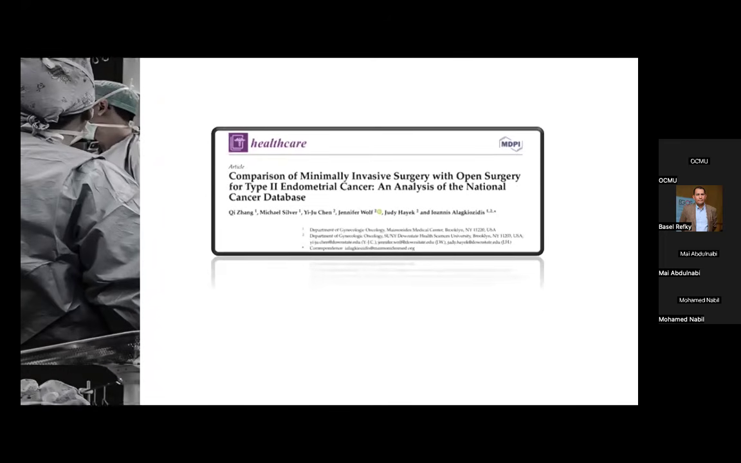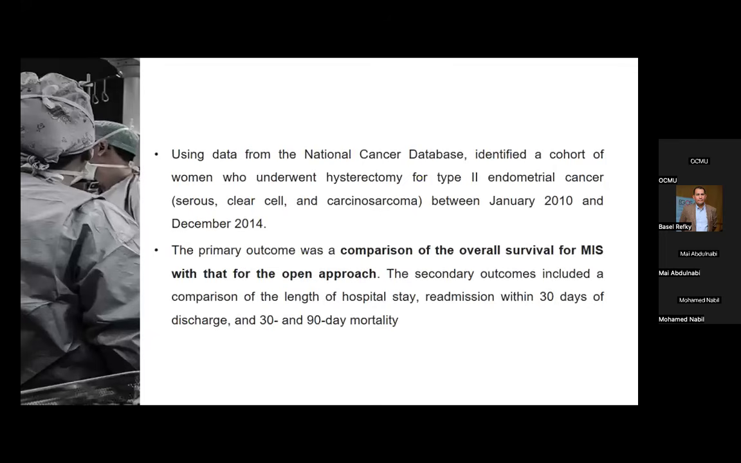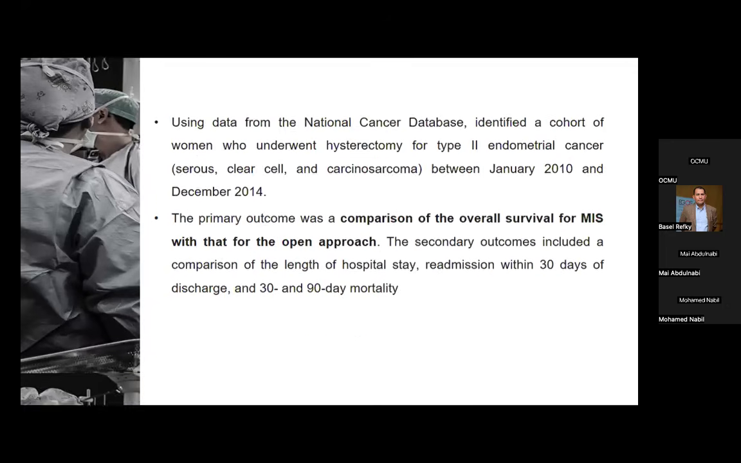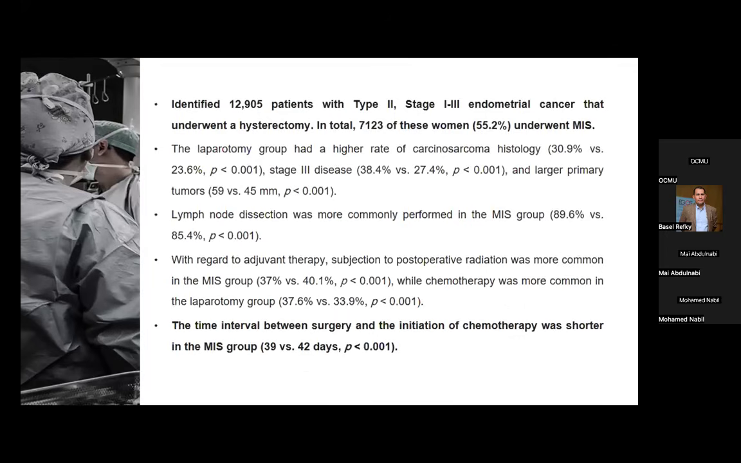Also, a large retrospective study from the National Cancer Database in America identified a cohort of women who underwent hysterectomy for type 2 endometrial cancer between 2010 and 2014. The primary outcome was a comparison of the overall survival for minimally invasive surgery with that of the open approach. Secondary outcomes included comparative length of hospital stay, readmission, and so on. They identified about 13,000 patients with type 2, stage 1 to 3 endometrial cancer that underwent hysterectomy. In total, 7,000 of these women underwent minimally invasive surgery, the rest were laparotomy.